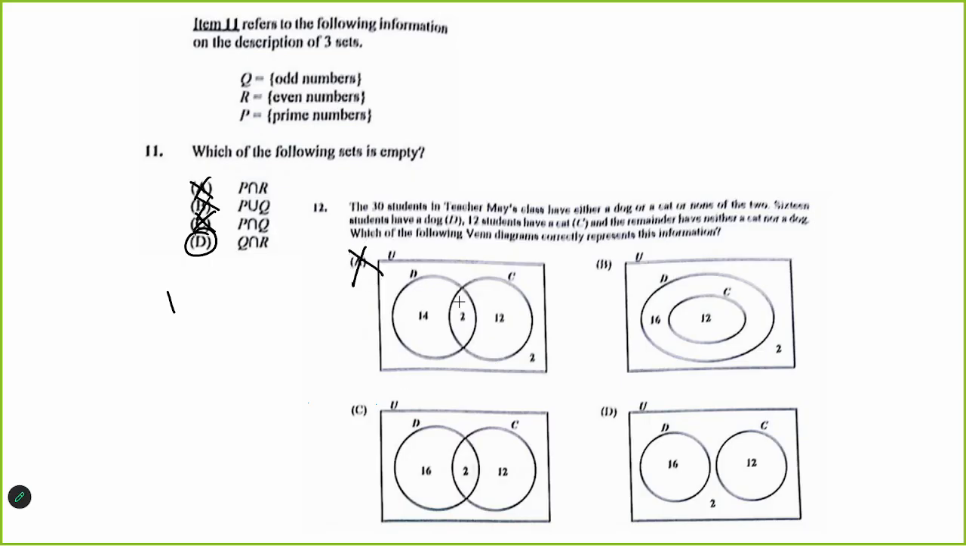So it can't be A, which has 2 cats in common. It can't be C, and it cannot be B. It'll have to be D. 16 students have a dog and 12 students have a cat, and the remainder have neither a dog nor a cat. So it's not only set for dogs and it's not only set for cats. There will be 2 outside here.